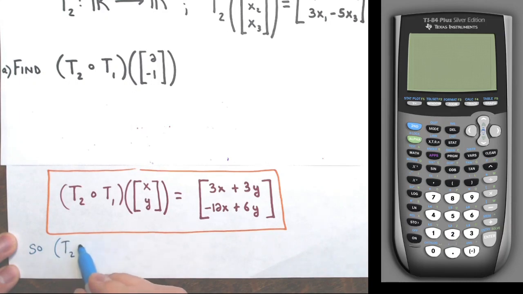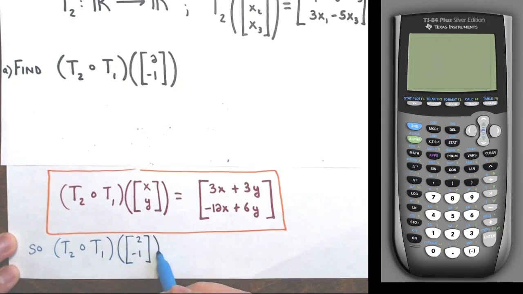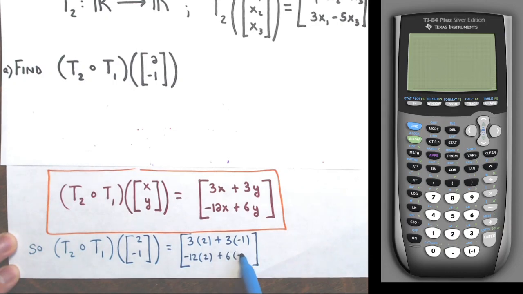T2 composed with T1 at this vector 2, negative 1 would be equal to the vector with components 3 times x, so 3 times 2, plus 3 times y, 3 times negative 1 for the first component, and I'll simplify that in a second. And the second component, negative 12 times x, negative 12 times 2, plus 6 times y, 6 times negative 1 for the second component.